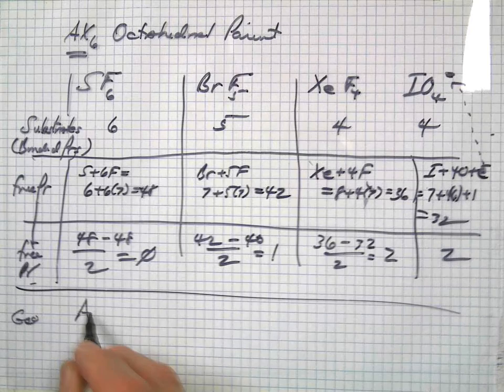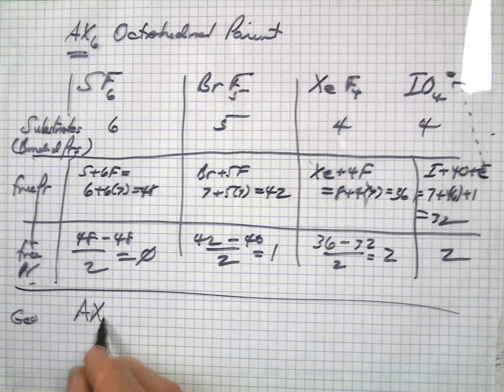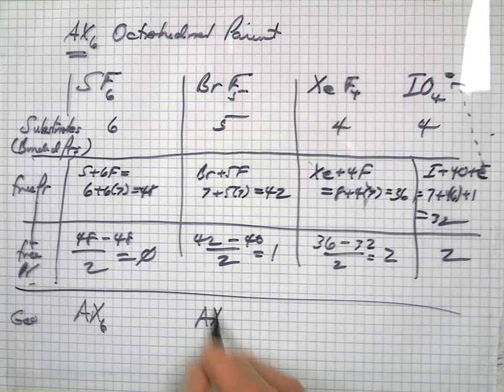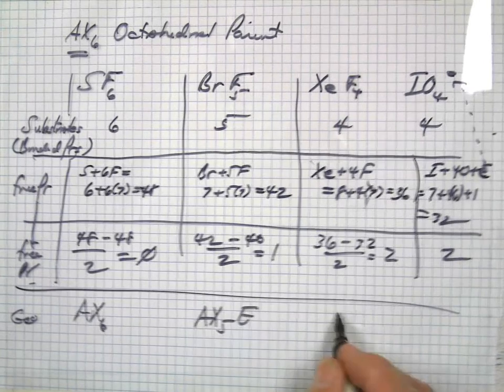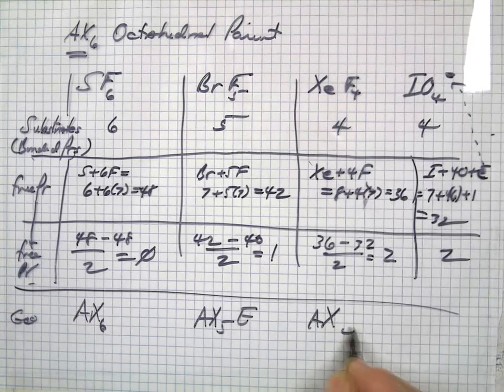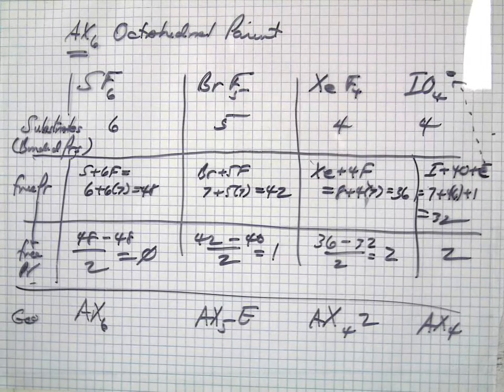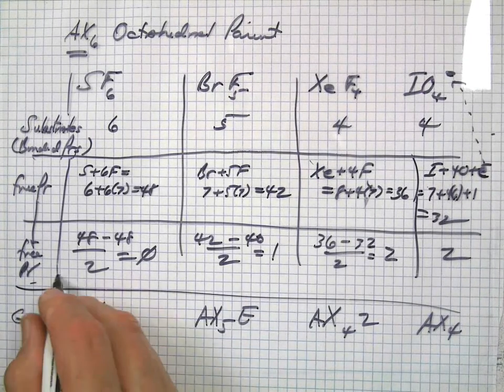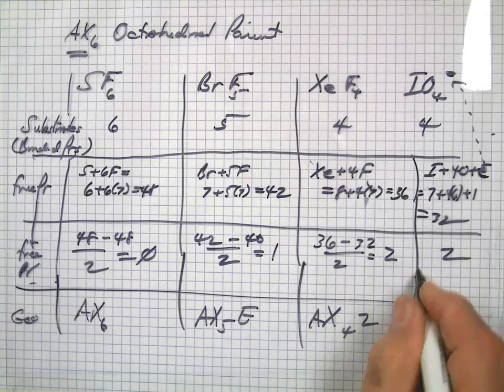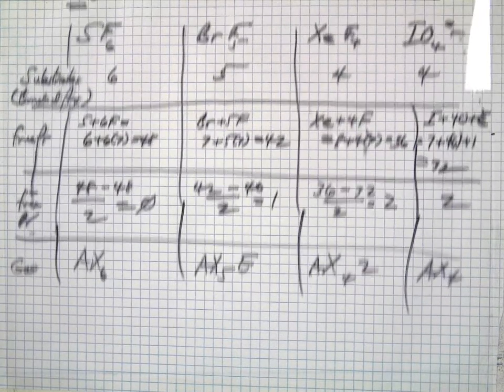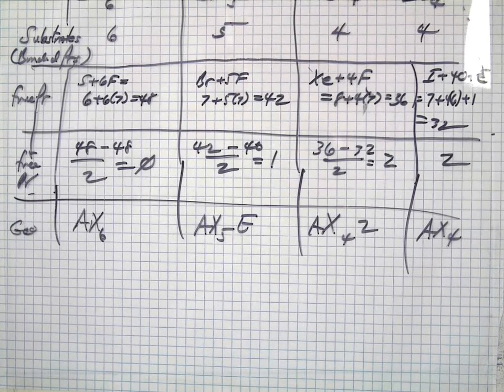are AX6, AX5 with 1 free pair, AX4 with 2 free pairs. So the pattern is really repetitive to the point where it gets kind of boring.